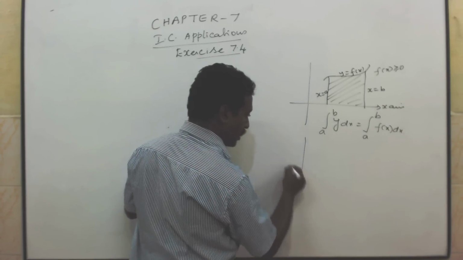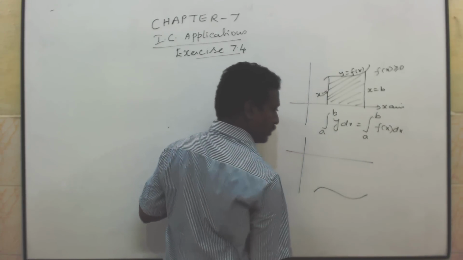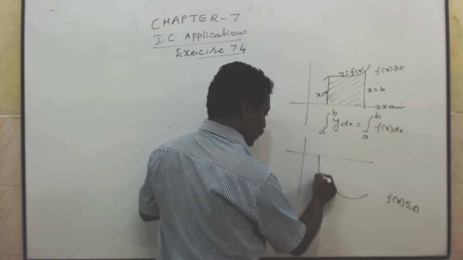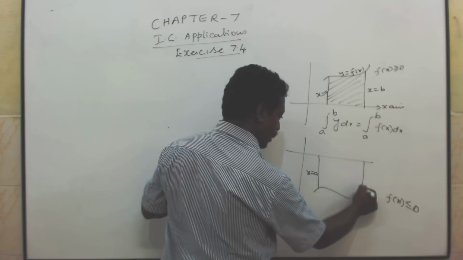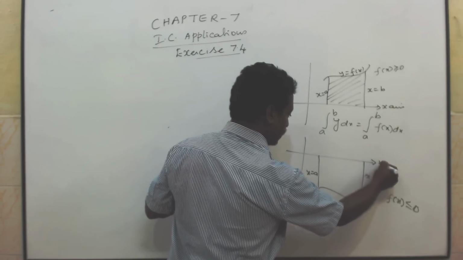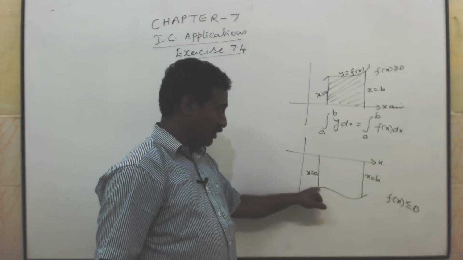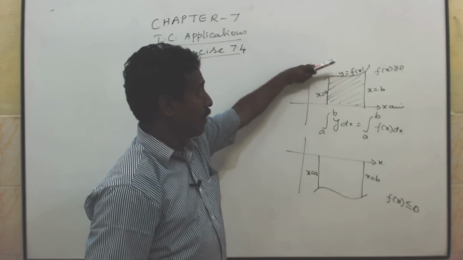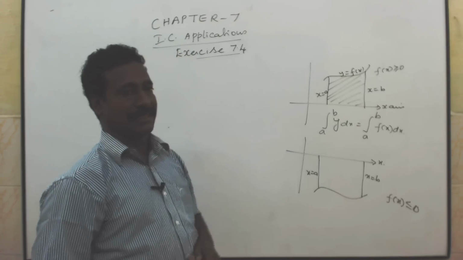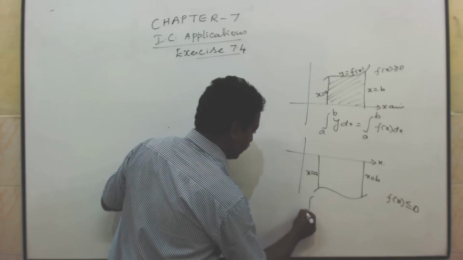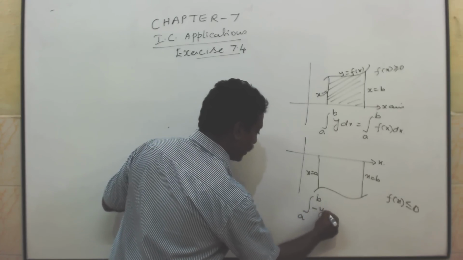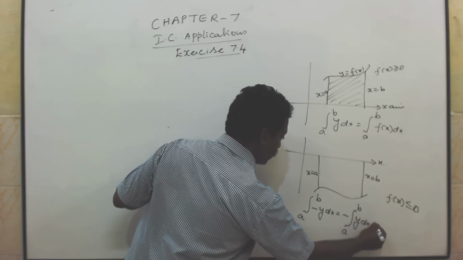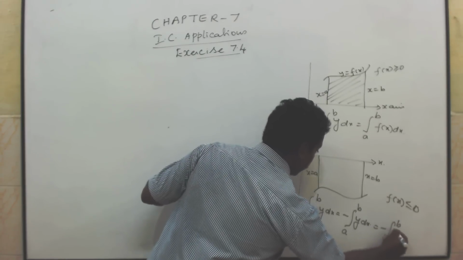The same, suppose curve is like in fourth quadrant. In fourth quadrant, f of x less than or equal to 0, ordinate x is equal to a and x is equal to b, x-axis. The first condition, f of x is continuous on the closed interval a comma b. Here area above the x-axis, here area below the x-axis. Below the x-axis means integral a to b minus y dx. That is minus integral a to b plus y dx or minus a to b f of x dx.